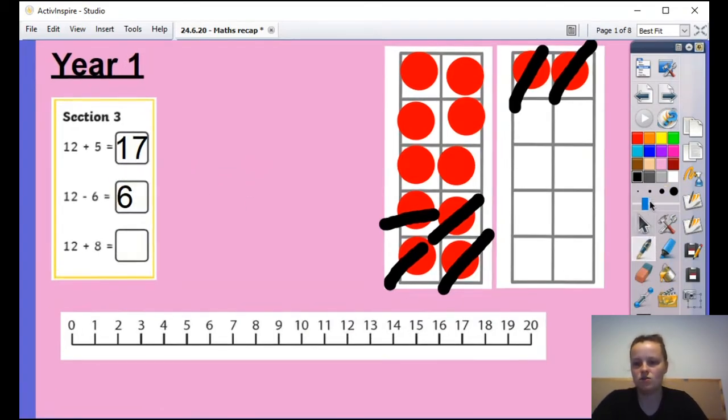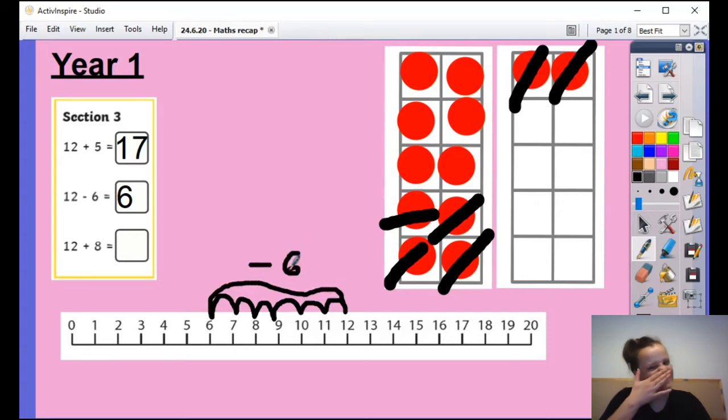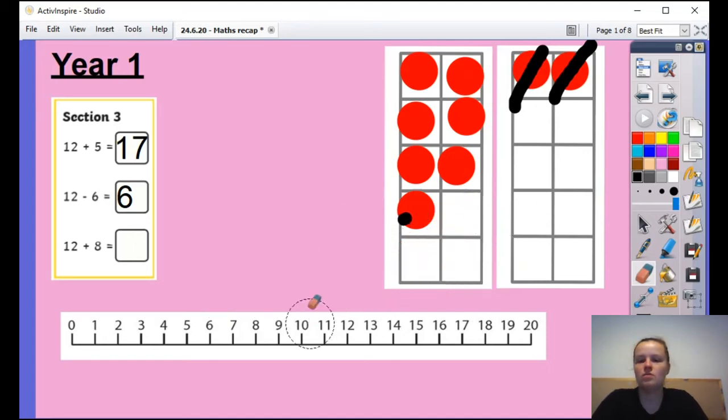Okay, so let's check on the number line here. So we start at 12, don't we? Okay, so let's start on 12 and we need to count back 6. So 1, 2, 3, 4, 5, 6. Okay, so we've taken away 6 and we ended up, I got an itchy nose, sorry, on 6. Fantastic. Okay, let's rub all this out.